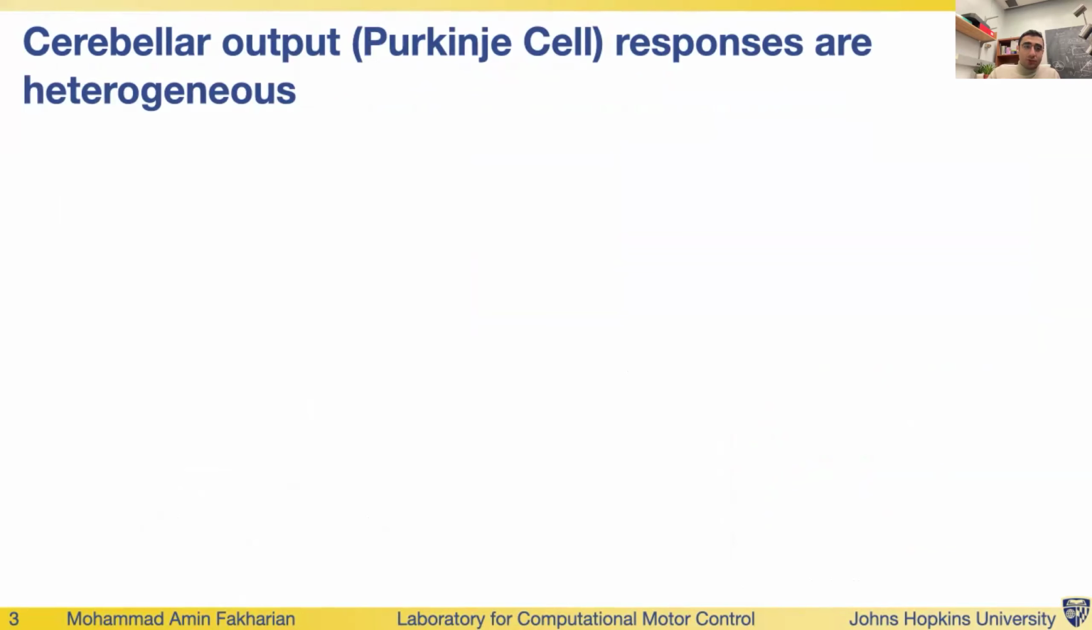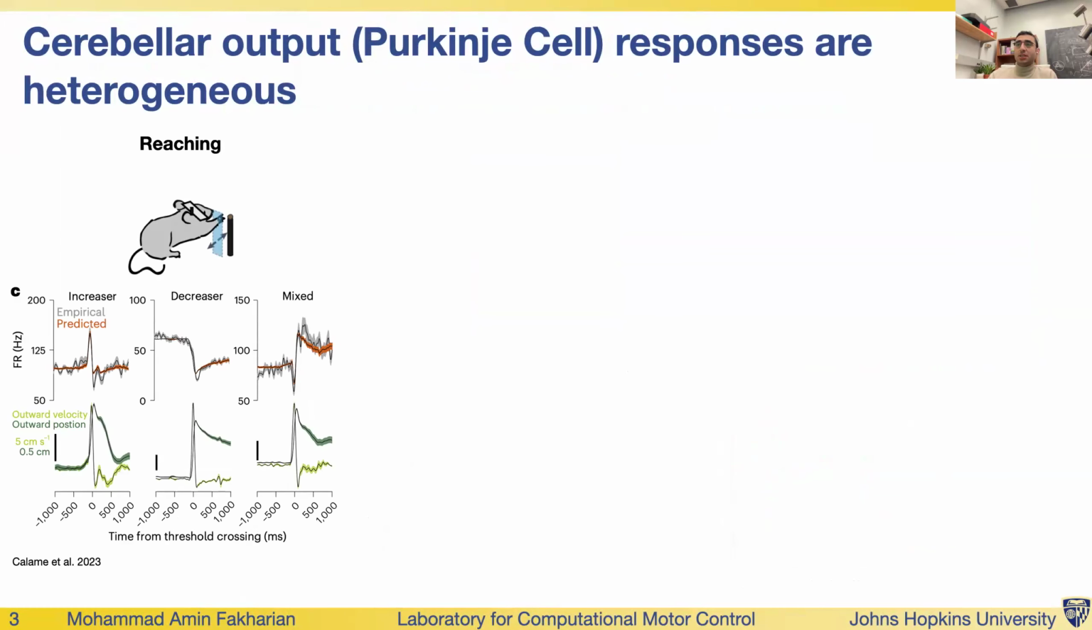So how does cerebellum do that? Cerebellar output, specifically the Purkinje cell responses, are heterogeneous, and this has been shown in multiple species and multiple tasks. This is a reaching task in mice, and as you can see, there are Purkinje cells which increase their activity or burst, and there are Purkinje cells that pause or decrease their activity during the movement, and there are mixed cells.